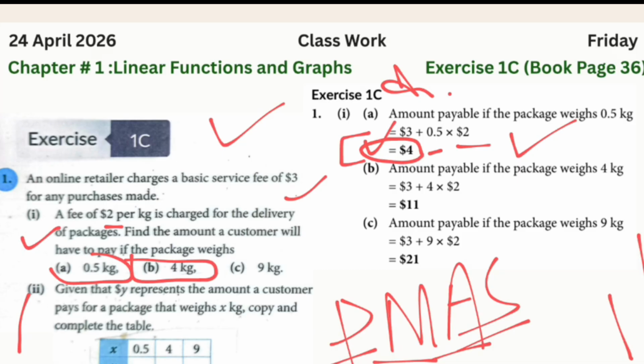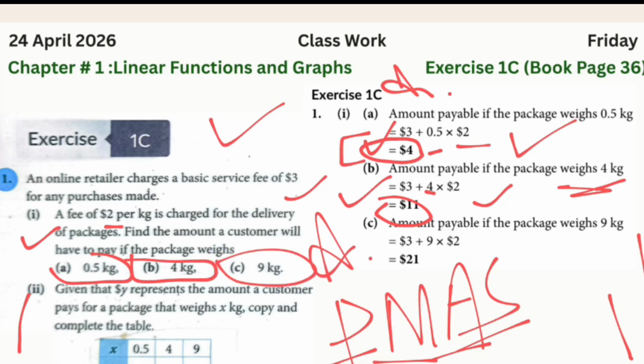Amazing. Amount payable: the package weighs 4 kg, so $3 plus 4 times $2. Because the weight is 4 kg, and then $2, $11 will be your answer. Yes. And in the third question, 9 kg. It's in your book, page number 36. Amount payable if the package weighs 9 kg: $3 plus 9 into $2. Perfect. So $21 will be your answer.